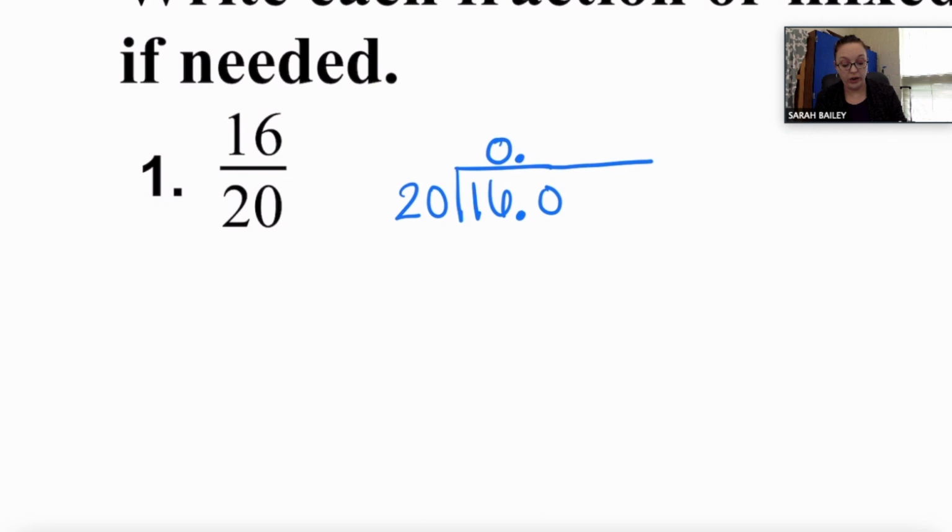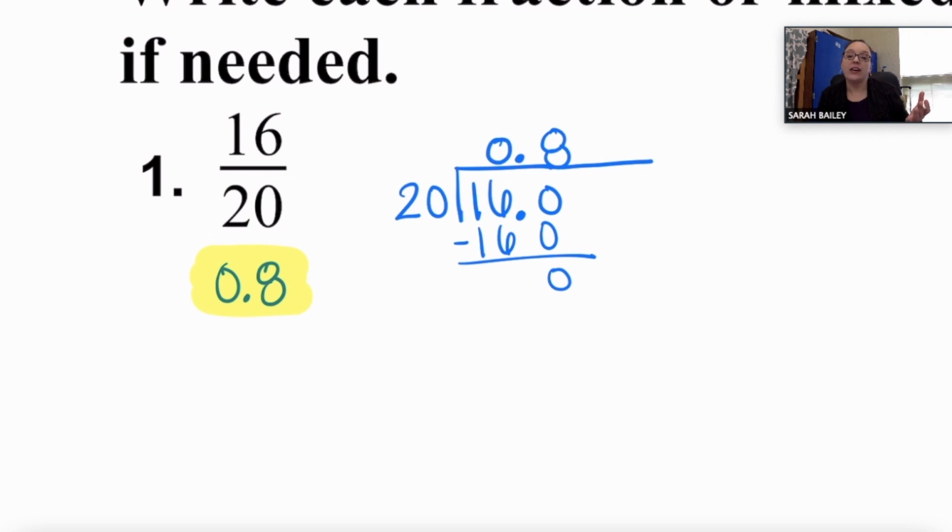So I'm ignoring the decimal point right here. So 20 times 5 is 100, right? 20 times 6 would be 120, times 7 is 140, times 8 is 160. So it would go 8 times. 8 times 20 we just said is 160. Remember, once I've brought that decimal point up, I'm going to ignore it. And then I subtract, and I'm left with 0. So I'm going to end my decimal there. So 16/20ths is equivalent to the decimal of 8/10.